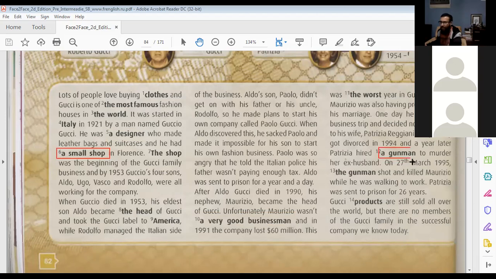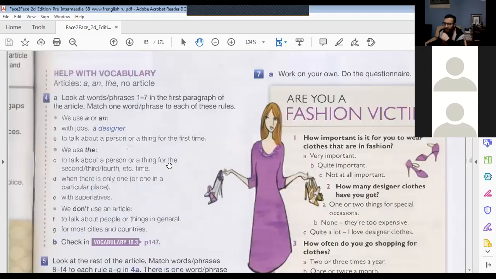We used an article because we were talking about this thing for the first time. And if you want to talk about it for the second time, we just add the shop, because now we know which shop they're talking about, and the gunman, because we know what gunman we're talking about. So these are some of the rules of when to use articles and when not to use articles, okay?